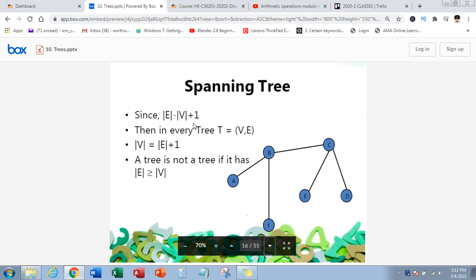So since E minus V plus 1, then in every tree, V equals E plus 1. A graph is not a tree if its number of edges is greater than or equal to the number of vertices. So lahat ng spanning tree or tree, dapat yung number of edges, if you remember from Discrete 1, yung symbol na double bar is the symbol for cardinality. So the cardinality of E should not be greater than or equal to the cardinality of the vertices V, okay? If we want to call the graph a tree. Okay? So dapat yung number ng edges hindi mas malaki or equal sa number of vertices.